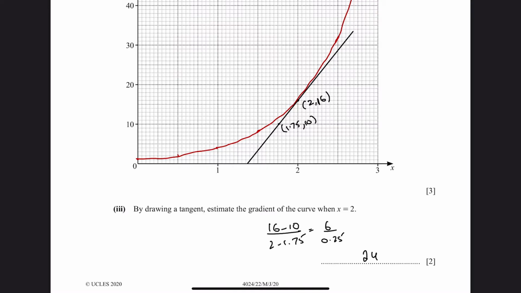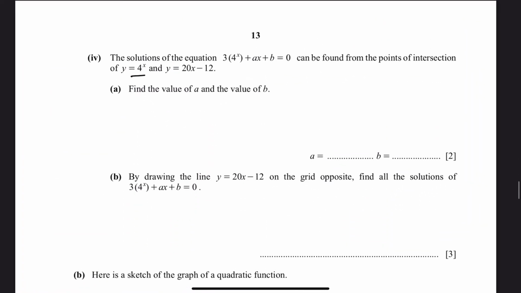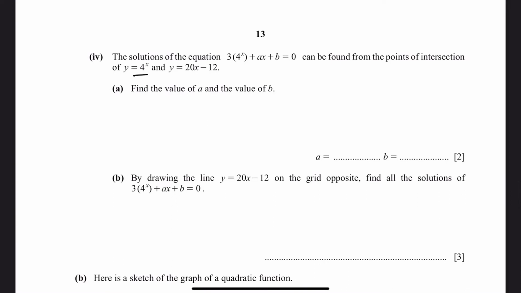Okay, then it says the solutions of the equation 3 × 4^x = ax + b can be found from the points of intersection of these two. Find the values of a and b. So when I talk about points of intersection, I'm talking about solving simultaneously.